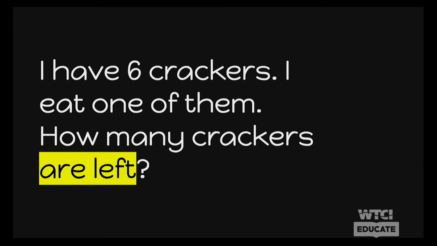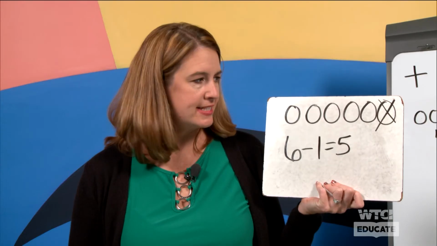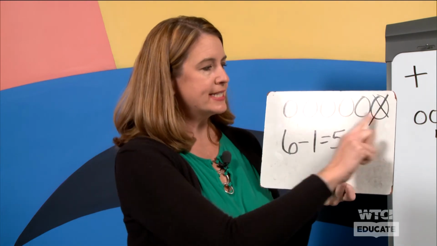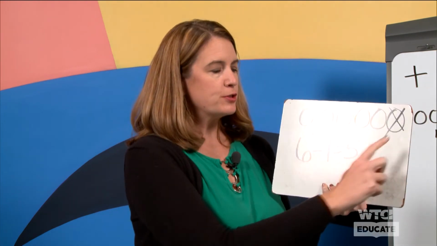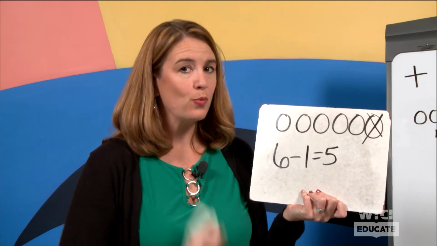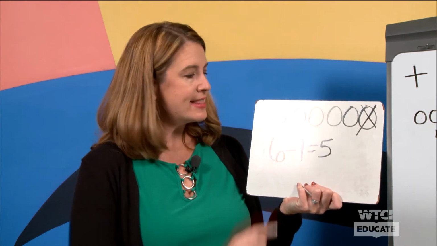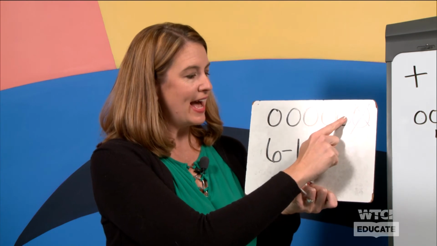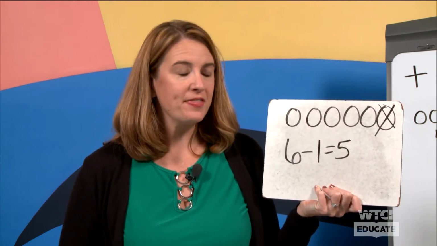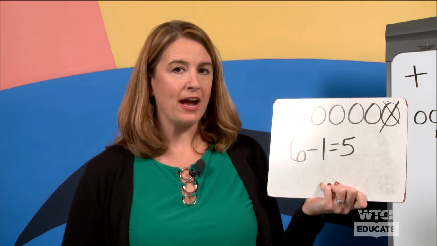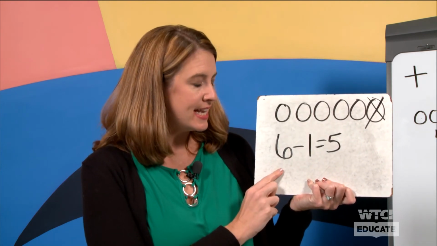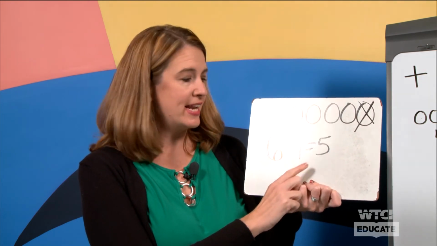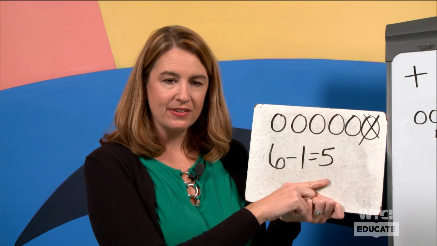Boys and girls, does your picture look something like this? I drew my 6 crackers, and I drew an X to show that I ate one of those crackers. And then I counted 1, 2, 3, 4, 5 to solve and figure out that I have 5 crackers left. 6 take away 1 equals 5.